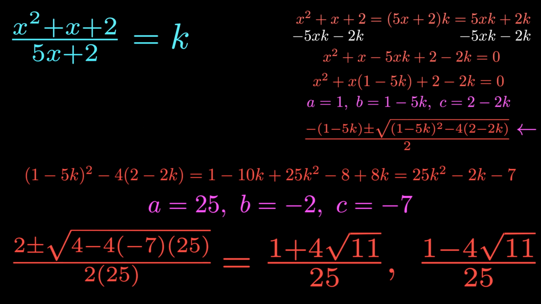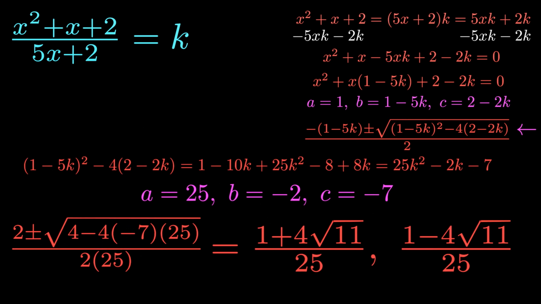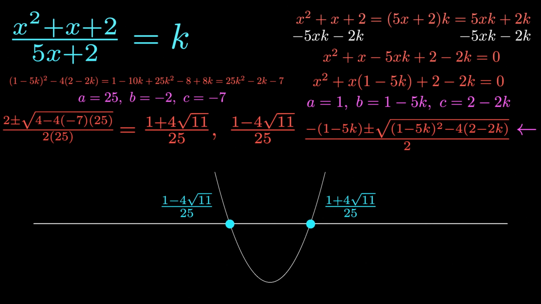Now, what does this tell us about the values of k that we're interested in? Well, if we look at a graph that somewhat represents our quadratic 25k squared minus 2k minus 7, we can see that between our two roots, our quadratic takes on negative values. In the region from minus infinity to 1 minus 4 times the square root of 11 divided by 25, and from 1 plus 4 times the square root of 11 divided by 25 to infinity, our quadratic takes on positive values, or it's equal to 0.